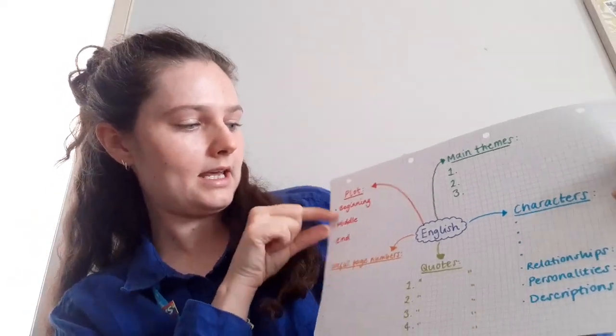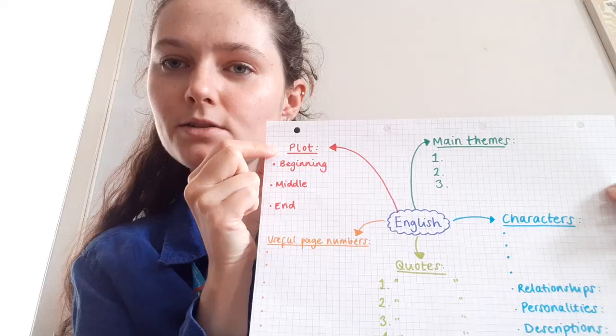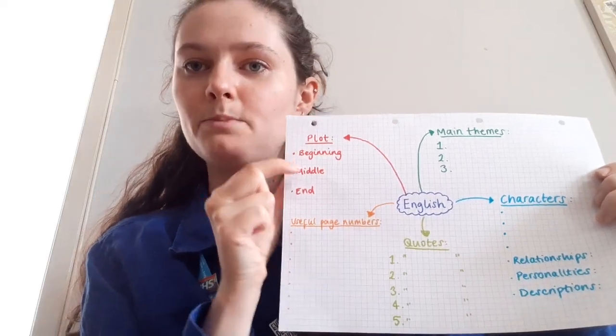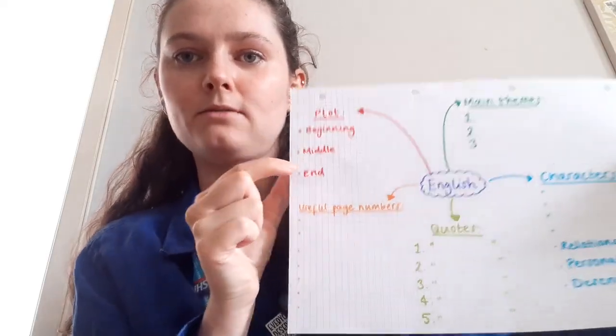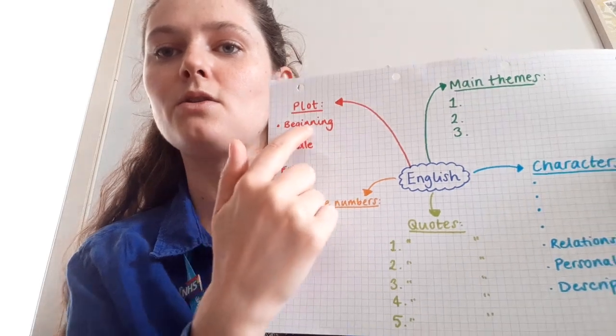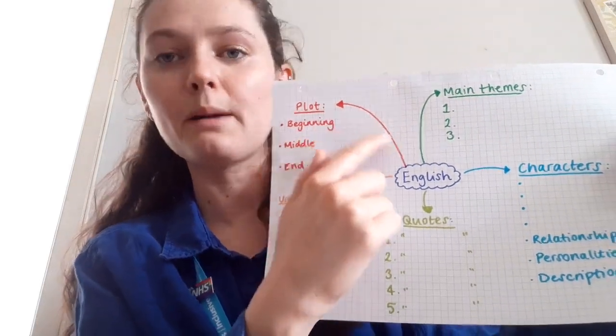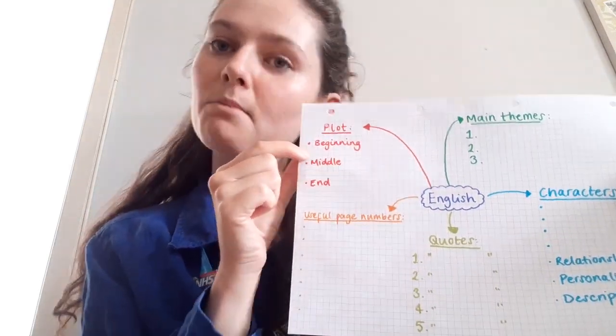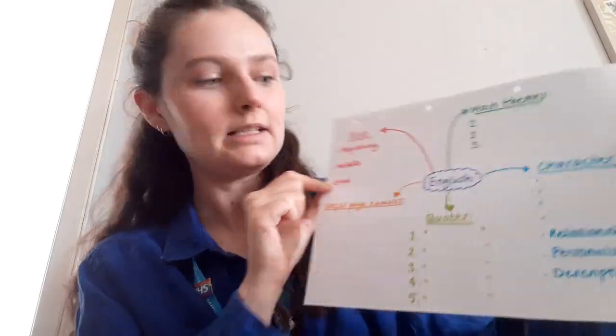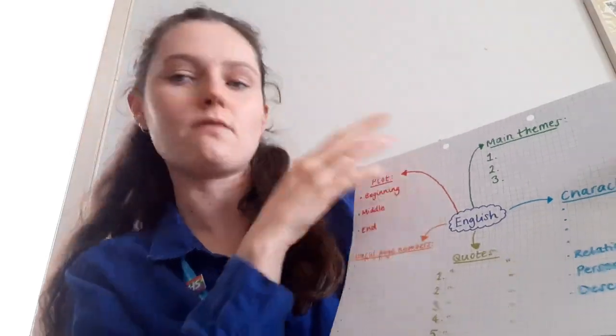So in red here we have the plot of the story. I've just bullet pointed beginning, middle and end. So you might want to just write some main points about what happens in the beginning of the story, in the middle, and how the story ends. And that's just quite a nice overview for the whole book.